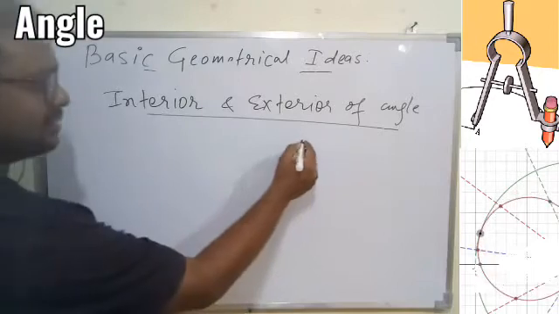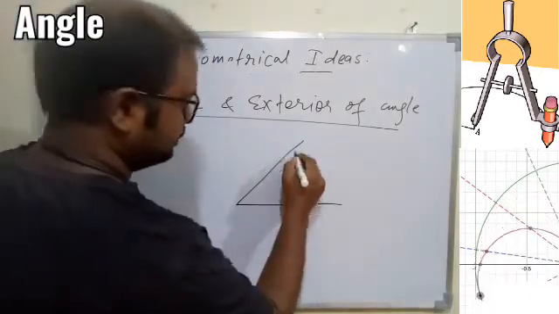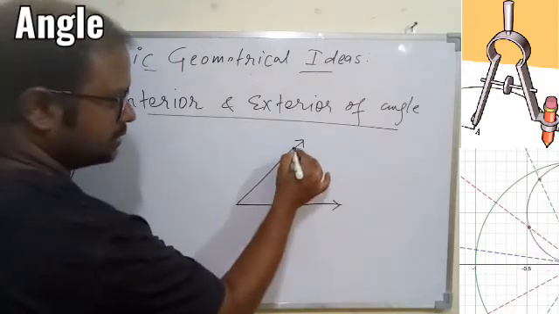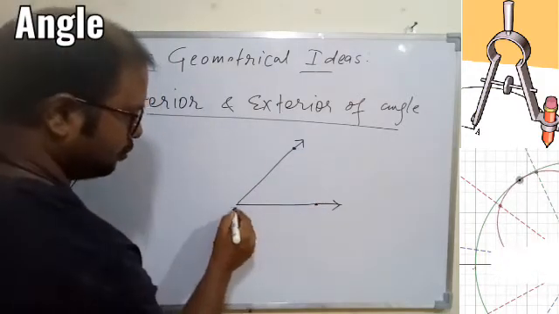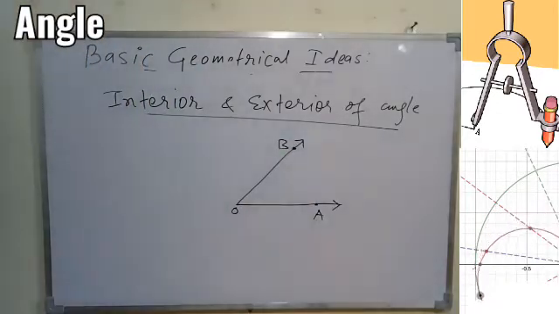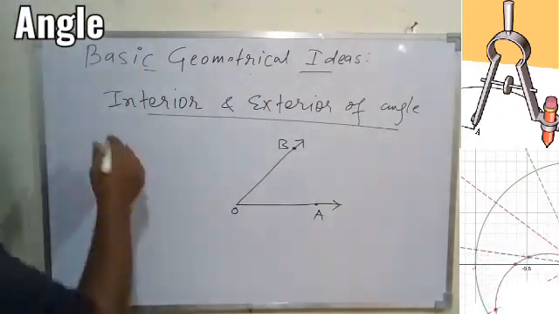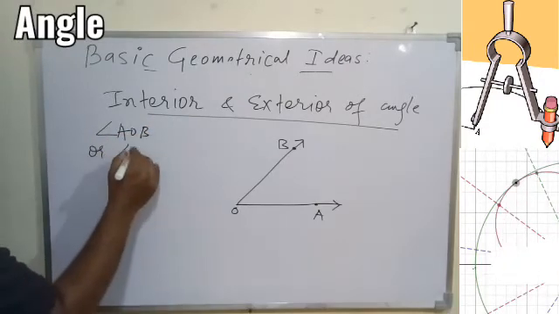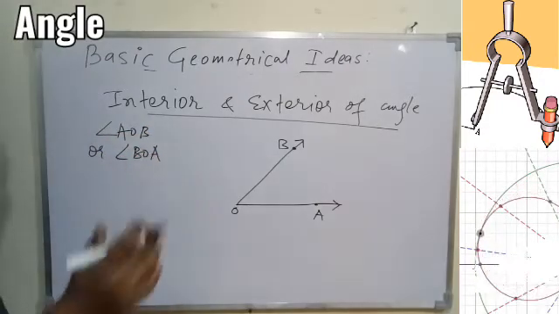So again, let's understand with the help of the diagram only. So this is ray 1 and 2, whatever. Let's give the name point O, A, B. Okay, now one thing we know. Now here it is angle AOB that is formed, or angle BOA. This is the angle we got.